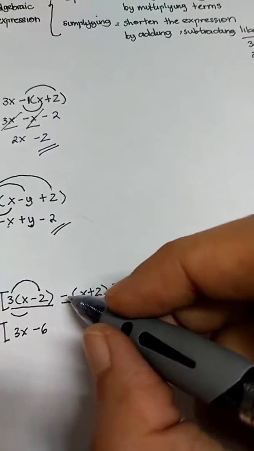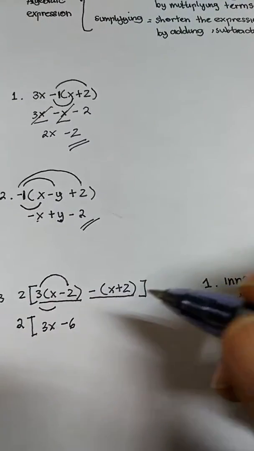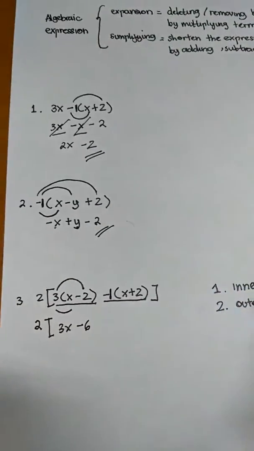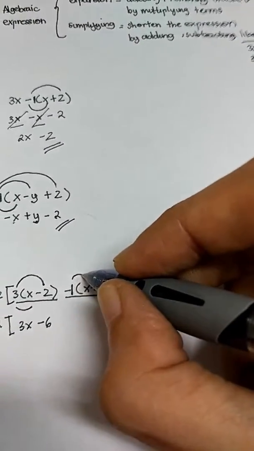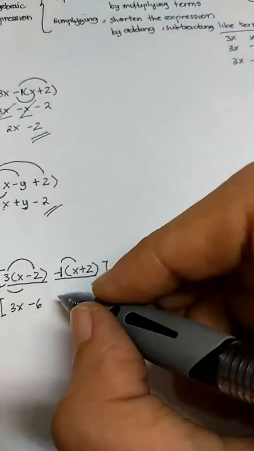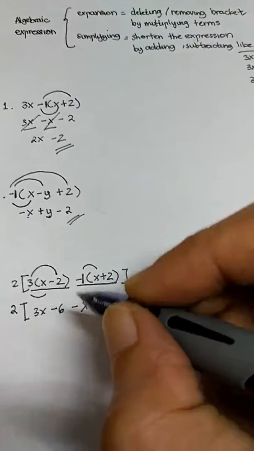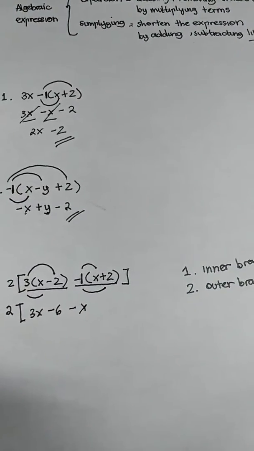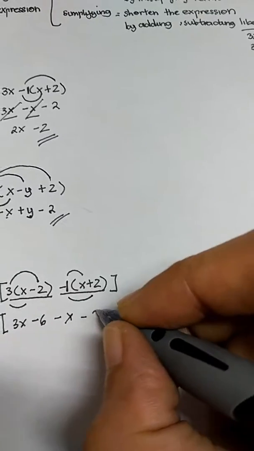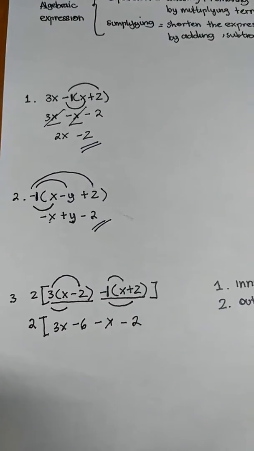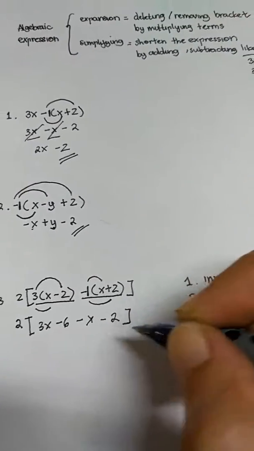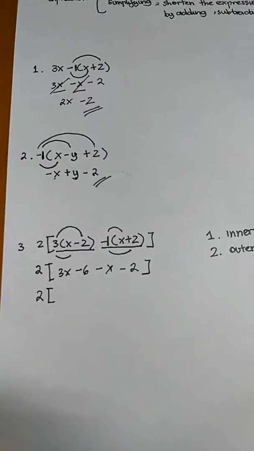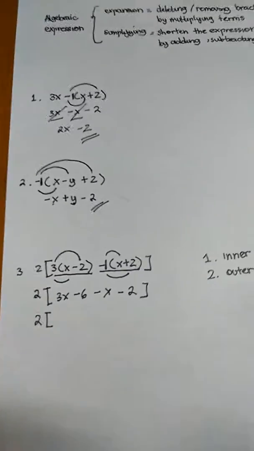Look, there's a minus, but there is no number. Don't panic. Actually, there is a number there. It's like 1. Now you multiply it. Minus 1 times x, that one will be minus x. And then after that, minus 1 times plus 2, that one will be minus 2. Closing bracket. And then my question is, can we simplify the algebraic expression that is available inside the outer bracket?